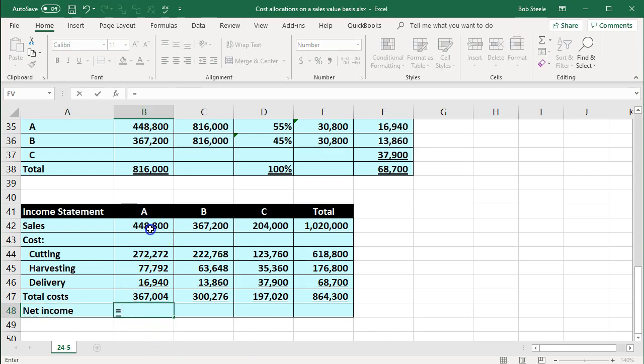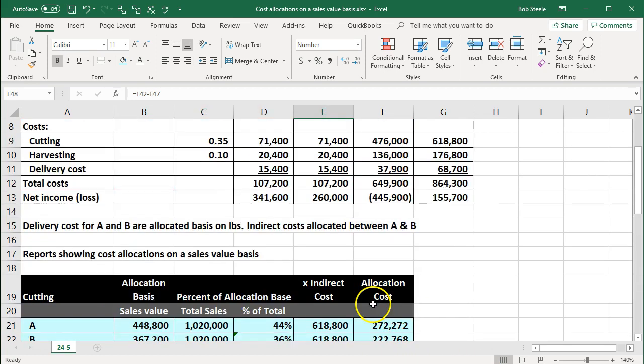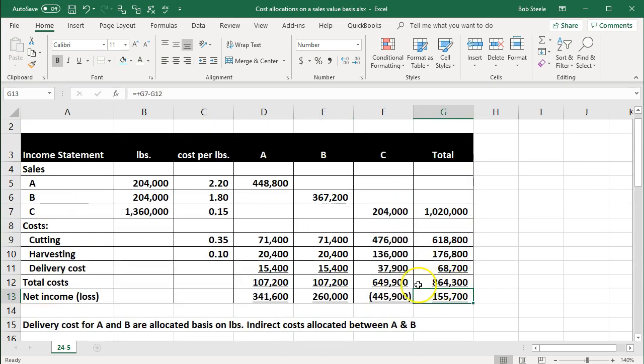So this equals this item, 448,800 minus the 367,004, 81,796. We're going to select that and autofill that across. And then if we highlight these three, we get the 155,700. So again, we get back to the same bottom line number, 155,700, but now instead of using pounds as the allocation method, we break it out in this format between A, B, and C, this being the bottom line, net income.